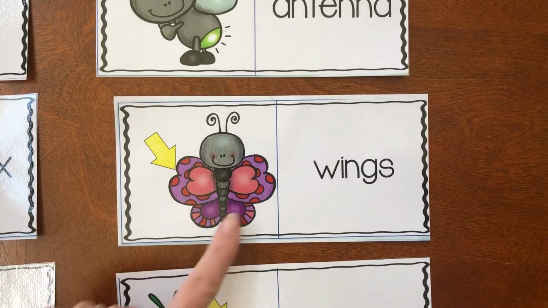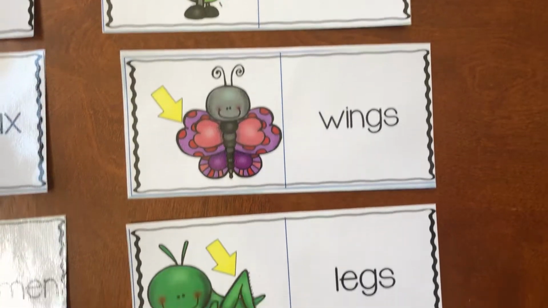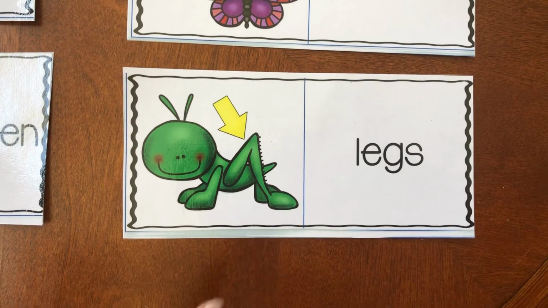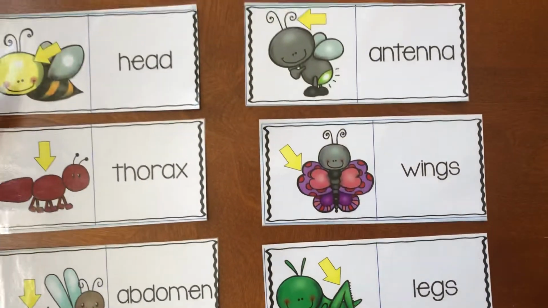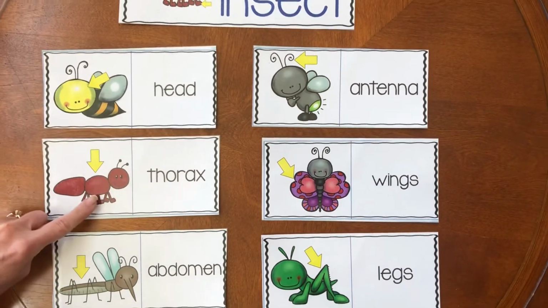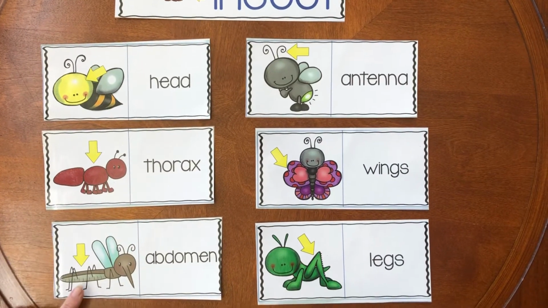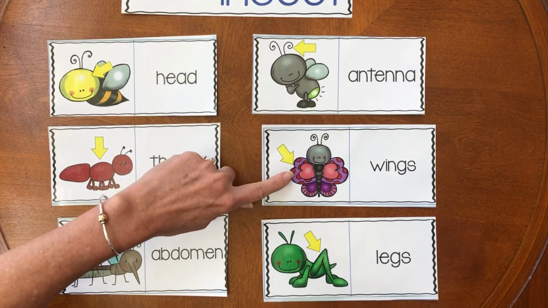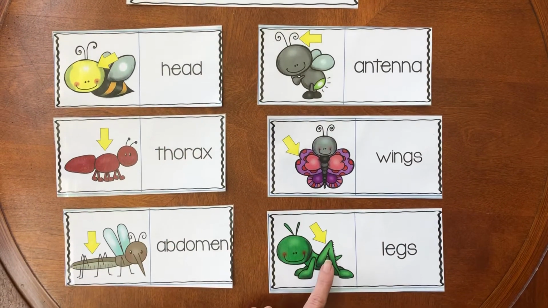The butterfly has the wings. And this grasshopper, this picture is showing the legs. Those are all the parts of an insect. The head, thorax, abdomen, antennas, wings, and their legs.